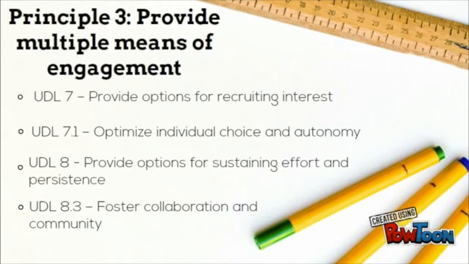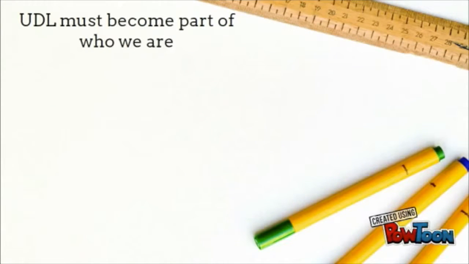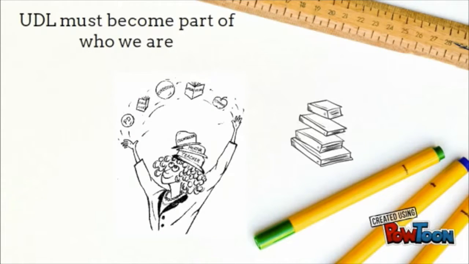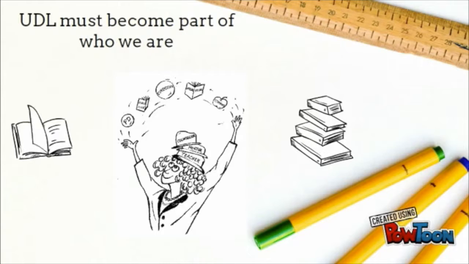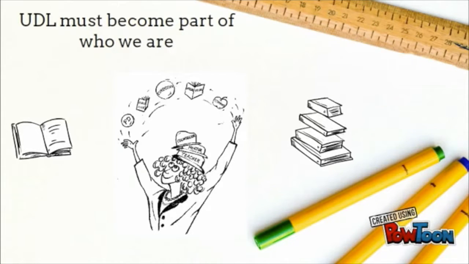The multiple means of engagement optimise individual choice and autonomy as the students are allowed to choose their own myth and their role in the production process, as well as fostering collaboration and community. Developing our understanding of motivation and learning through the use of UDL guidelines has helped us come to the conclusion that UDL must become part of who we are as teachers. This will provide students with equitable opportunities for learning and success.